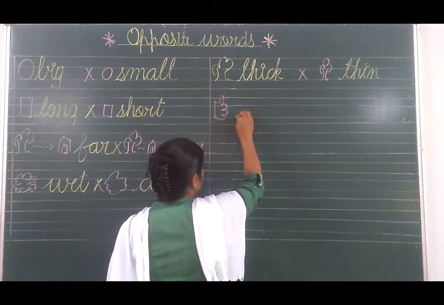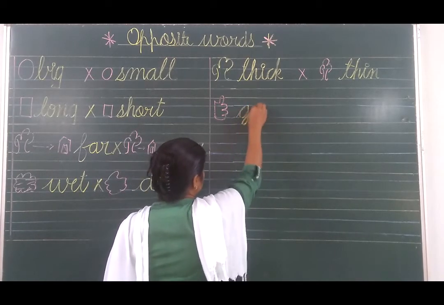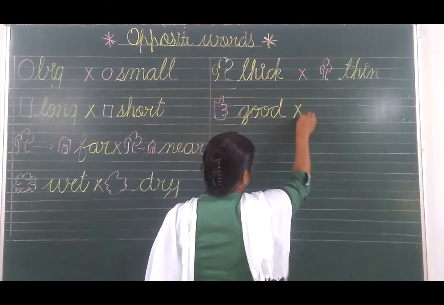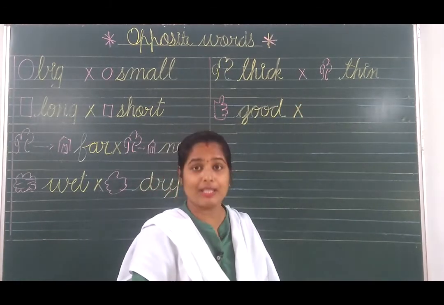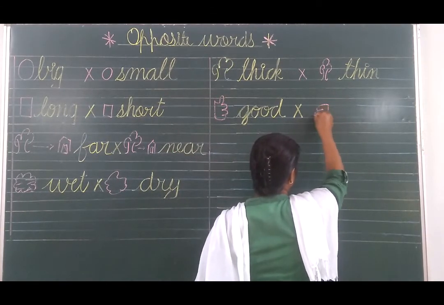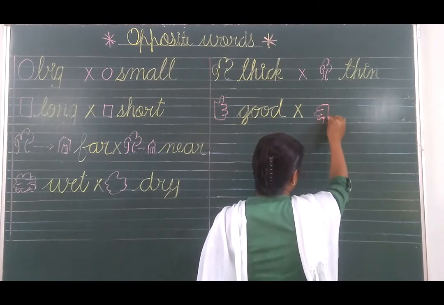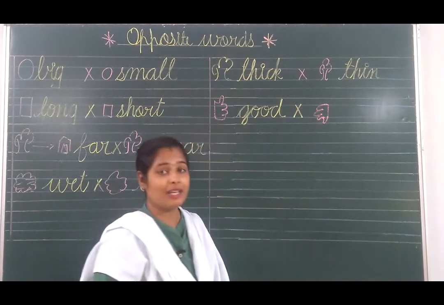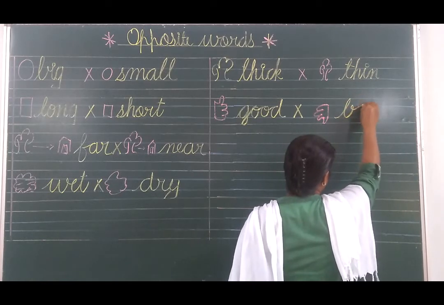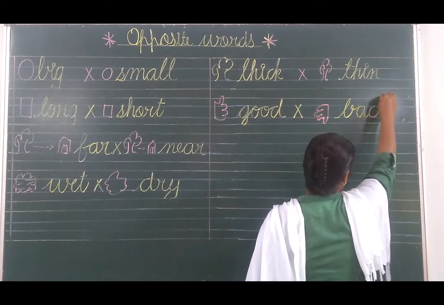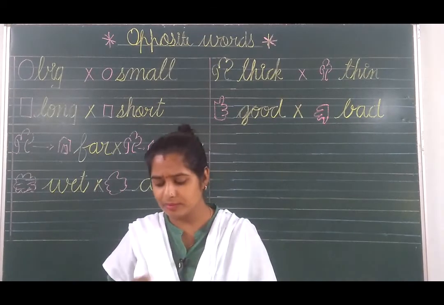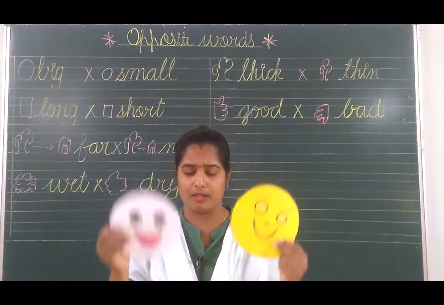Good, yani acha. G-double-O-D, good. And good opposite bad. What is the spelling of bad? B-A-D, bad. Good, bad.